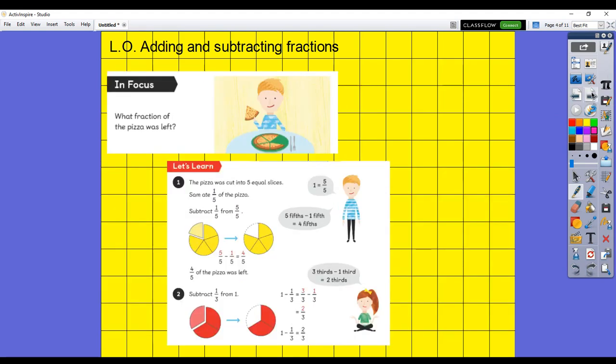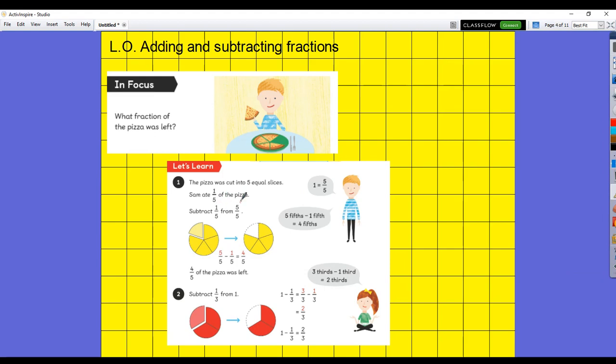Okay? So this time it's a bit different. What fraction of pizza was left? The pizza was cut into 5 equal slices. Sam ate 1/5 of the pizza. Okay, so you might think the calculation will look like this. 1 take away 1/5, which is correct. This is what the calculation will look like.